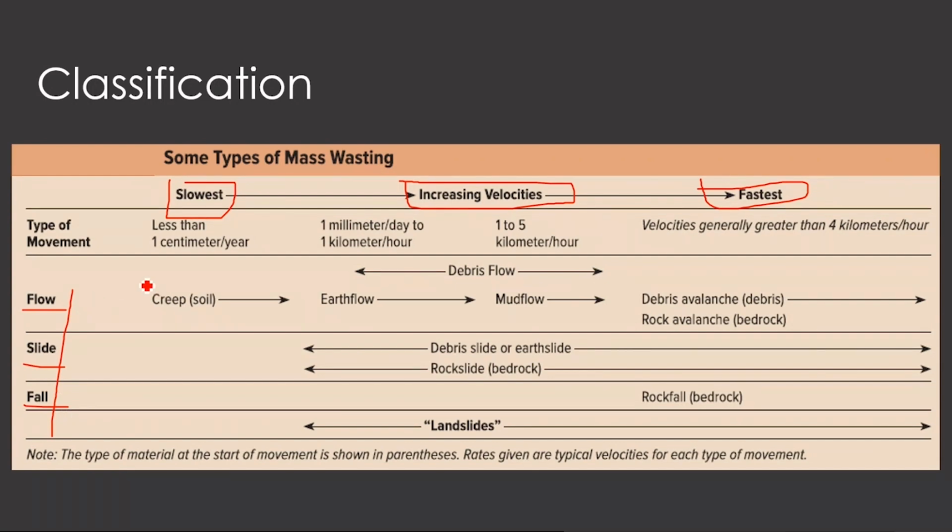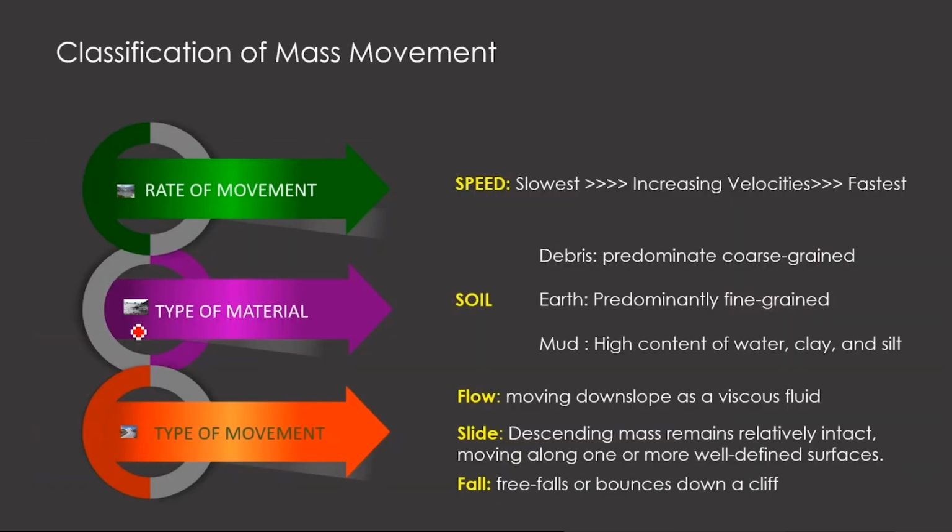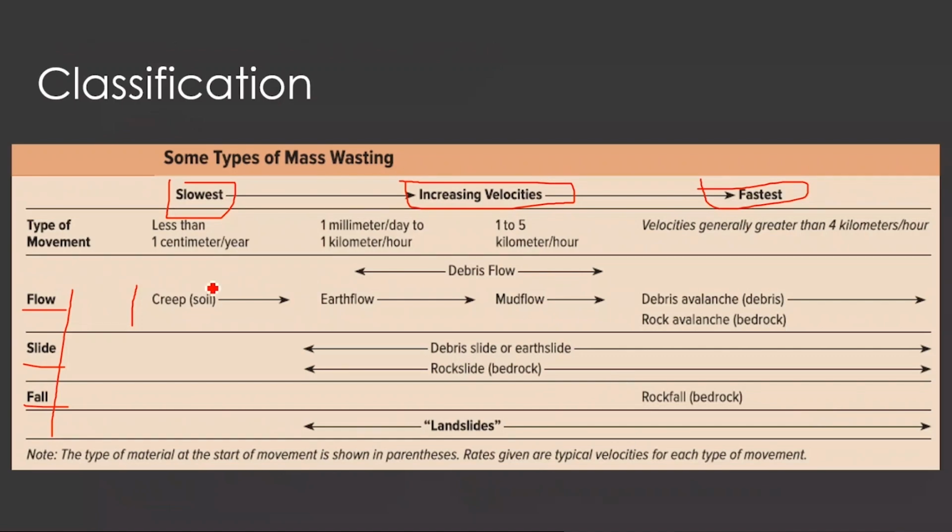So these flows, as I just discussed, are moving downward as a viscous fluid, as a completely viscous fluid. We classify it into a character, that is creep, which is a slow movement. Then that becomes an earth flow, which increases the speed. Then in the mud flow, it is very fast, and then there is the debris avalanche or rock avalanche.